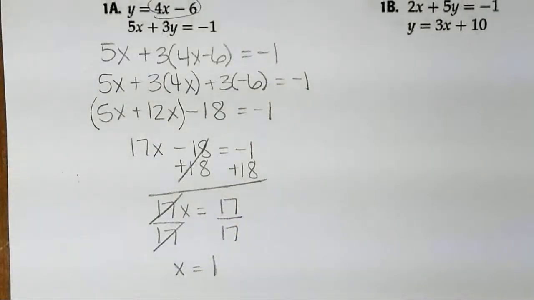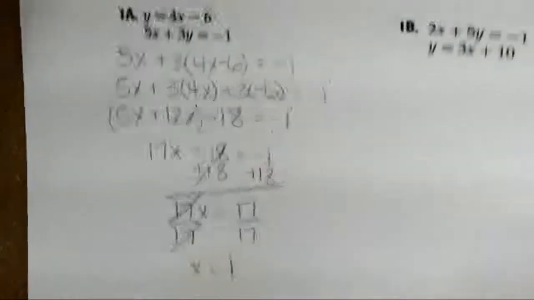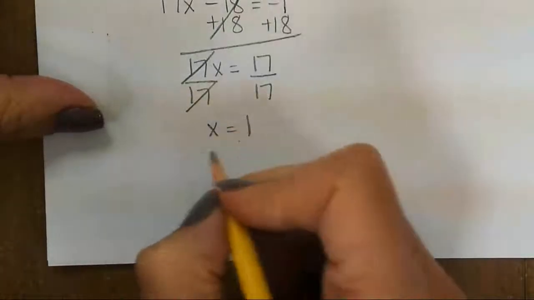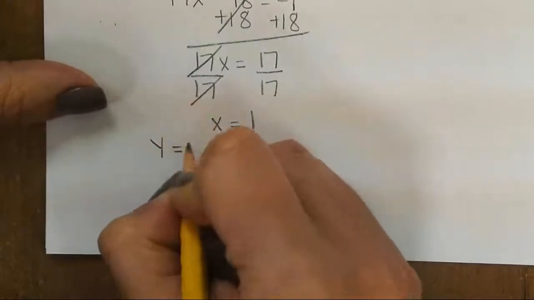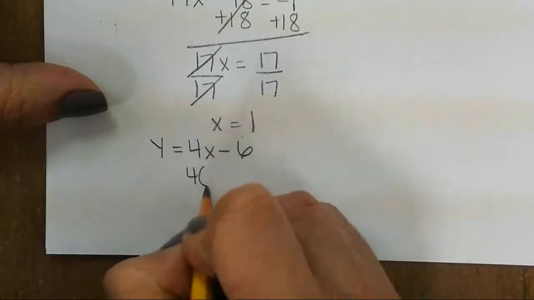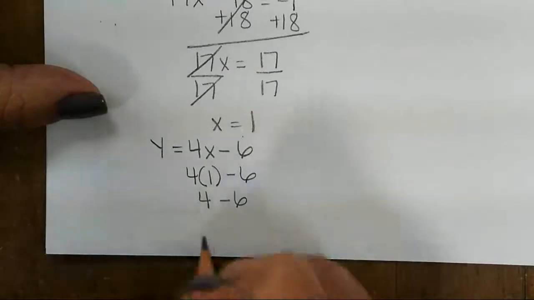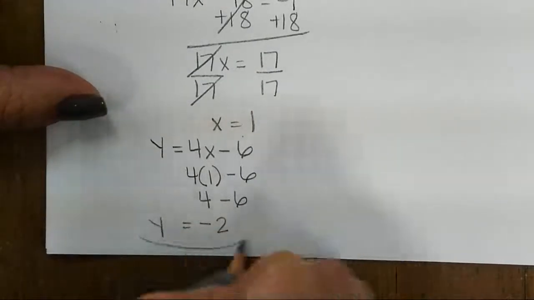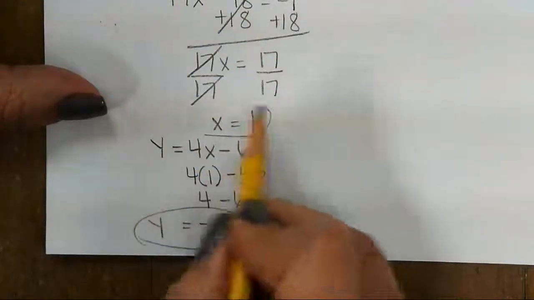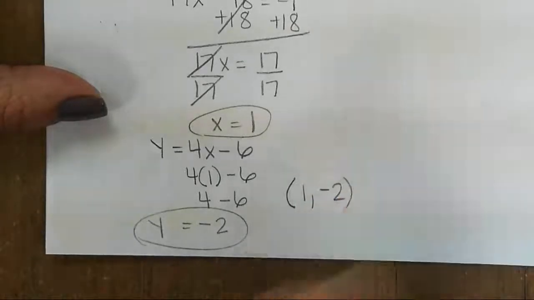Just like we did before, now you want to substitute this number into your equation. If I know that x is 1, I can now substitute that into my first equation, or even my last equation. It really doesn't matter. I'm going to do it in the first one. So I have 4x minus 6, and I know that x is equal to 1, so I have 4 times 1 minus 6. So 4 minus 6 gives me negative 2. So I know that y is equal to negative 2, and x is equal to positive 1. So that means my solution is 1, negative 2.